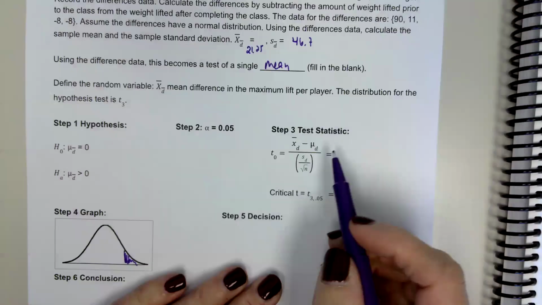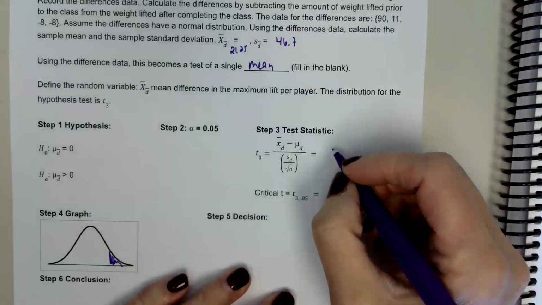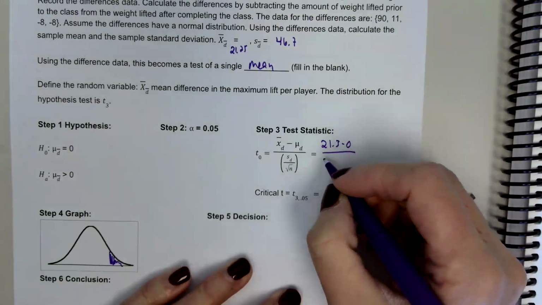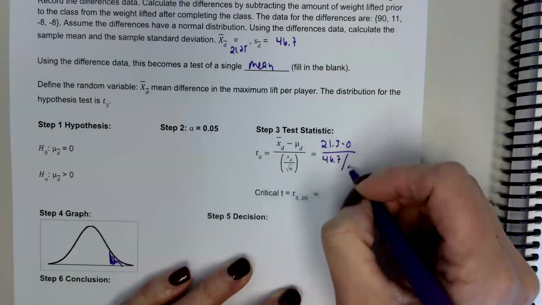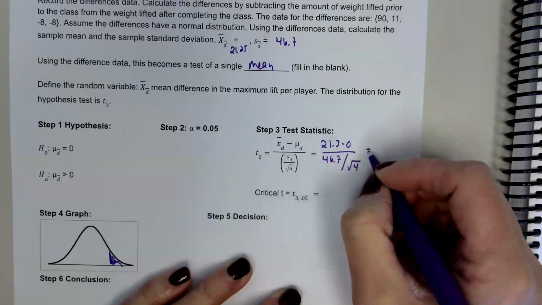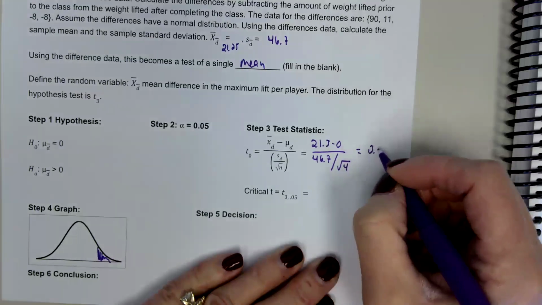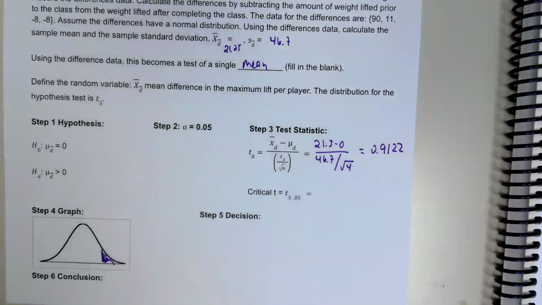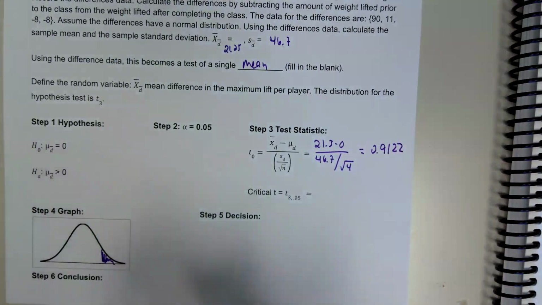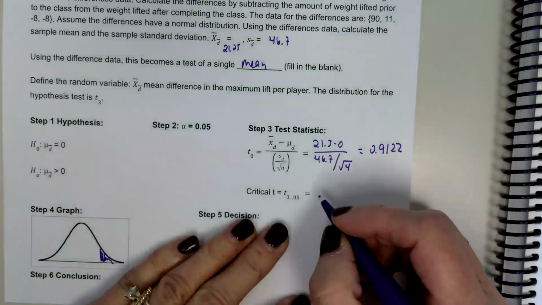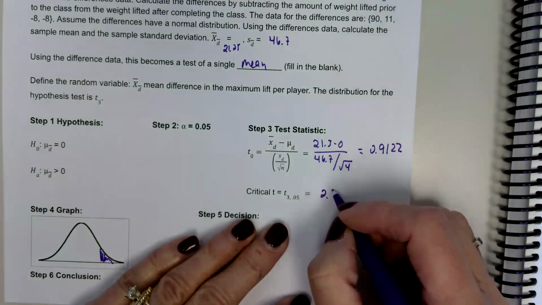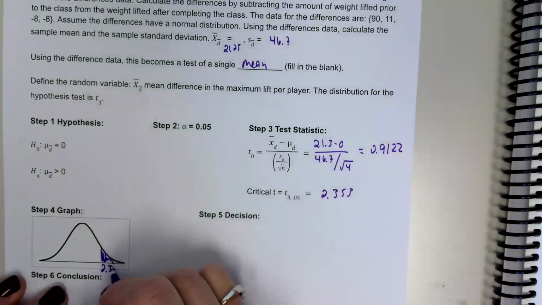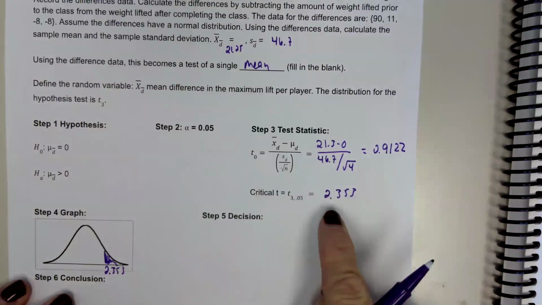Our test statistic, when we put that in, we get 21.3 subtracting 0 over 46.7 divided by the square root of 4. Our test statistic is 0.9122. So it doesn't look very outrageous to me. So we'll see. Our critical t-value is 2.353. So we're not in the danger zone.